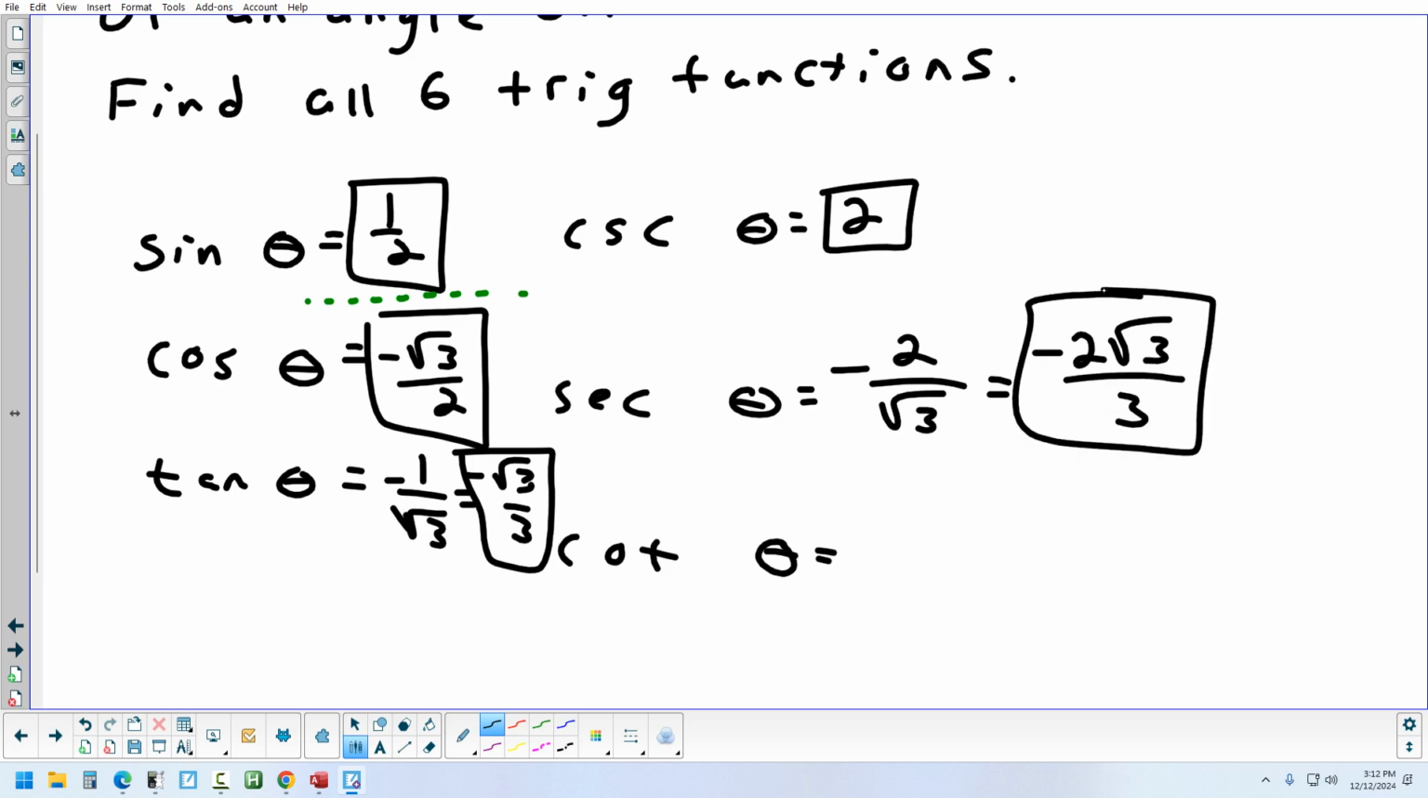Right. And how about the cotangent? What's that going to be? Negative root 3. Negative root 3. Yeah. So we've got to just be careful with those negatives and positives. Any questions on that one? Yeah, good, that's it.